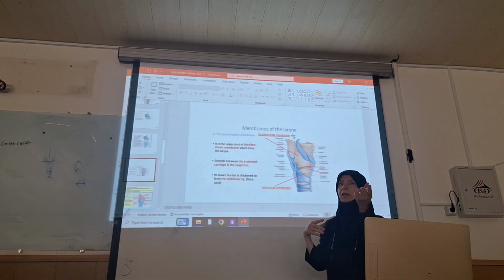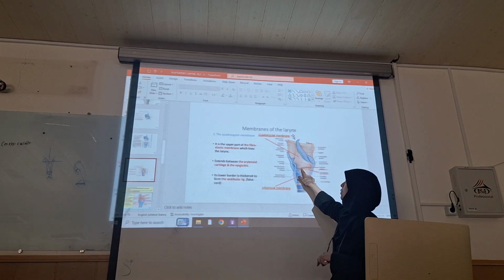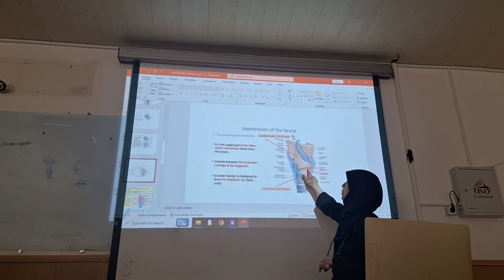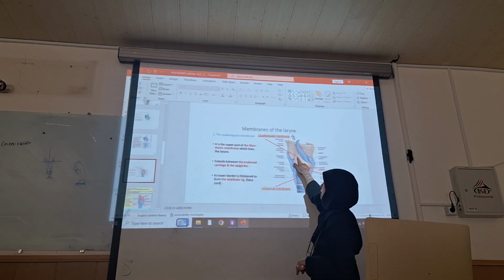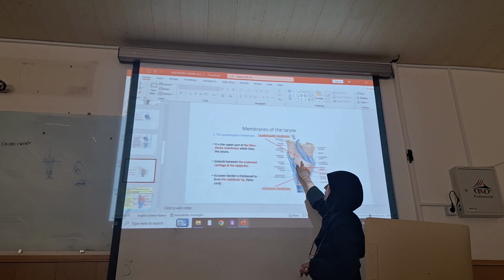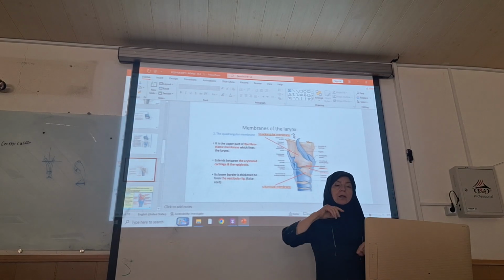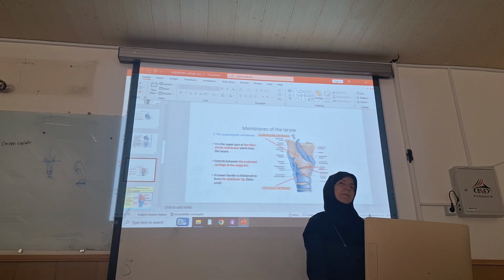The true vocal cord belongs to which membrane? Cricothyroid. The vocal cord is formed by the superior free border. The vestibular cord or vestibular ligament is formed by the inferior free border of the quadrangular membrane.